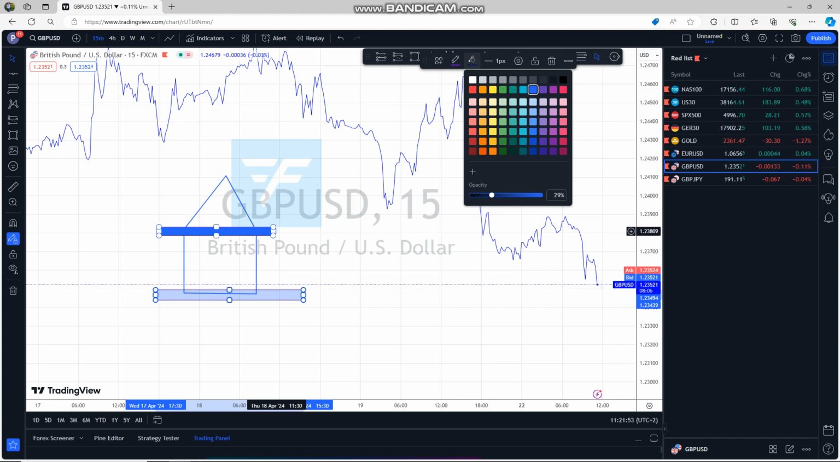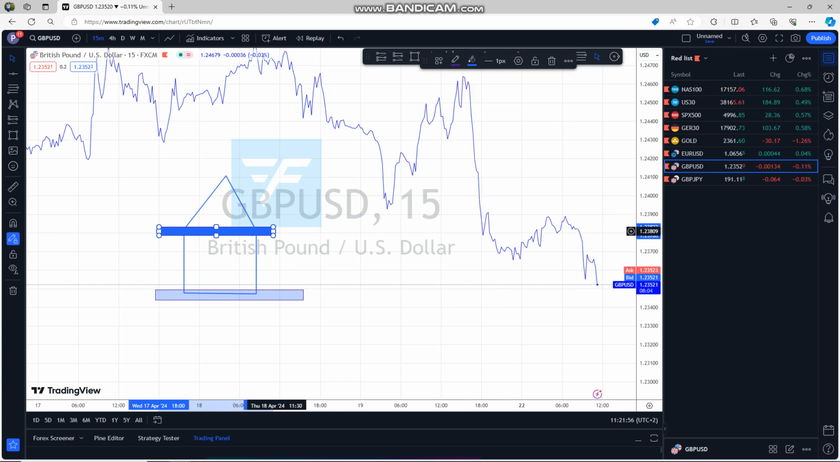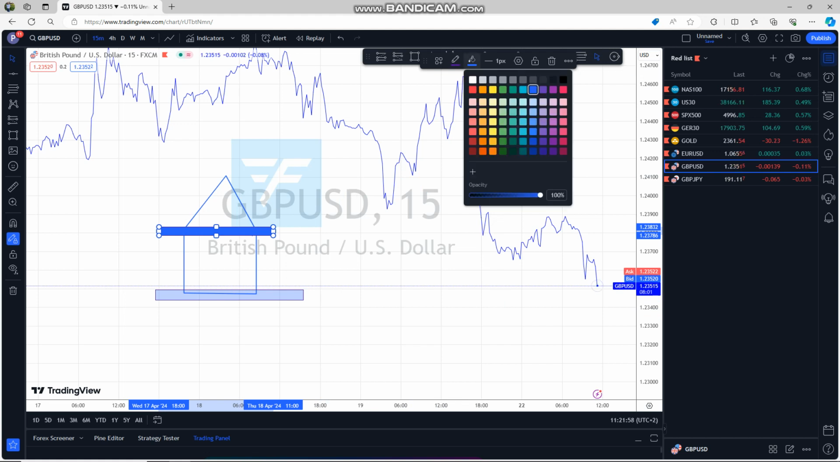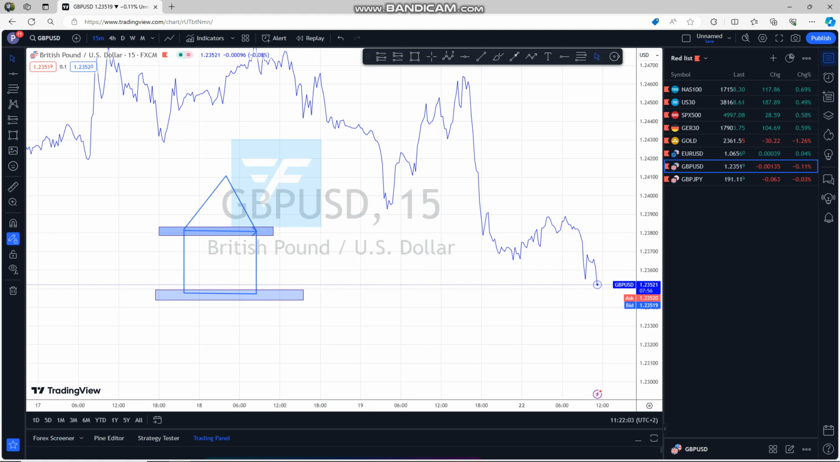Let me just increase the opacity. Okay, that's perfect. So here is your ceiling. You understand me? This is your ceiling, and then this is your floor. So your floor is your support, and your ceiling is your resistance.